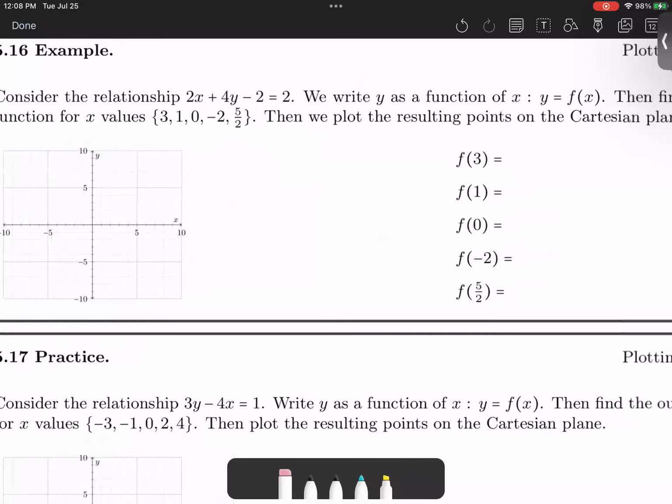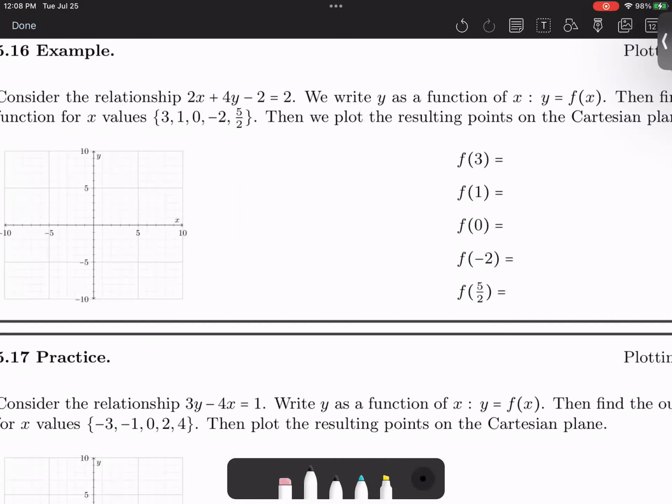So let's plot this. My vertical axis, my y-axis, is going to be the outputs of the function at specific x values. So let's take this relationship right here, and let's write it as a function of x that gives me a y value. So I want to write y is equal to f of x. Let's take this 2x plus 4y minus 2 is equal to 2, and I want to write y is equal to f of x.